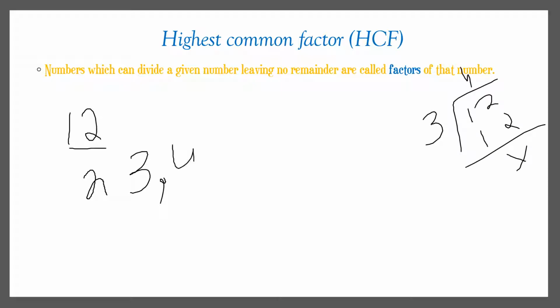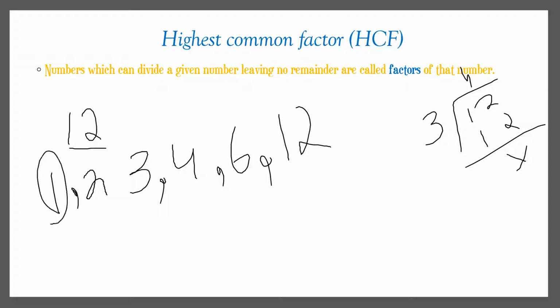Then 4. Yes, 4 is also a factor because 4 3s are 12. 5 is not a factor. Then 6 is a factor because 6 2s are 12. Then only 12. And 1 is a factor of every number, and every number is a factor of itself. So these are the factors of 12. So factors are the numbers which can divide a given number leaving no remainder.